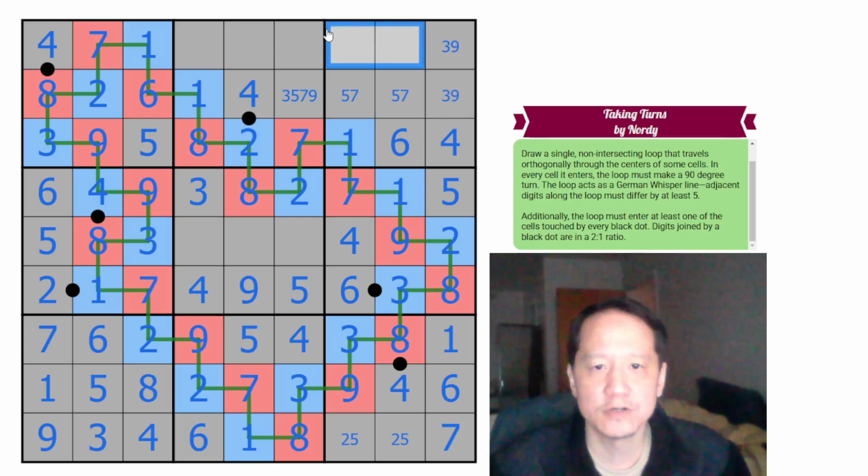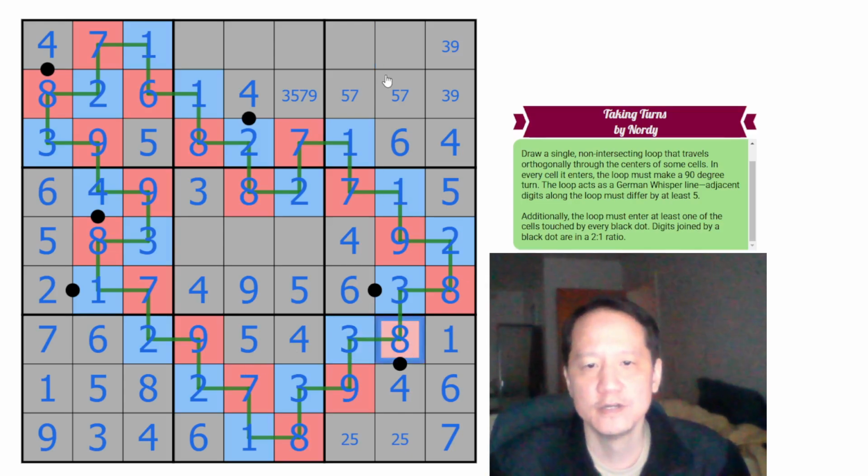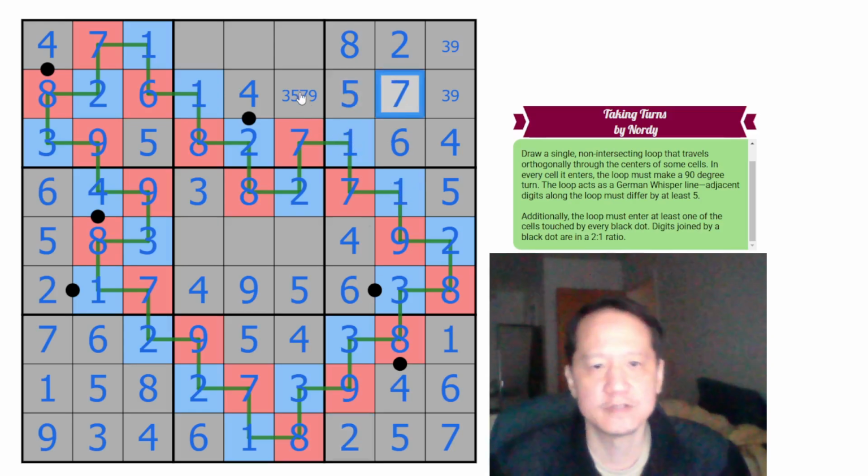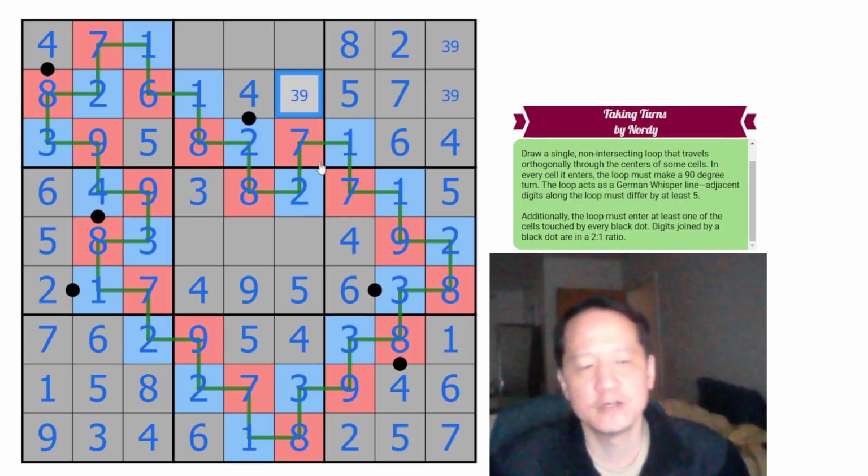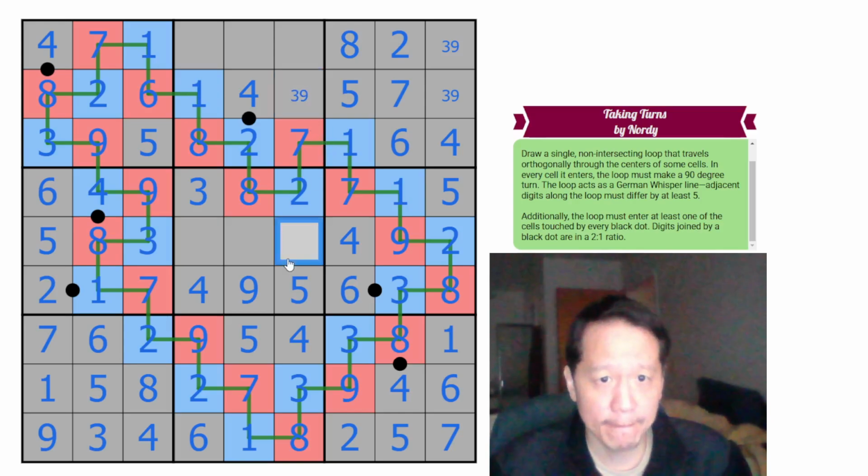The remaining cells here are 2 and 8. Therefore, this can't be 8 because of this 8. So this must be 2, which makes this an 8. That means this is a 5 because this can't be 2, and that's a 2. This can't be 7, so this is 5. This is 7. There's no 5 or 7 here, so this is 3 or 9.